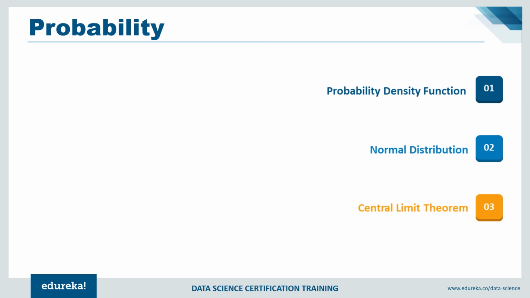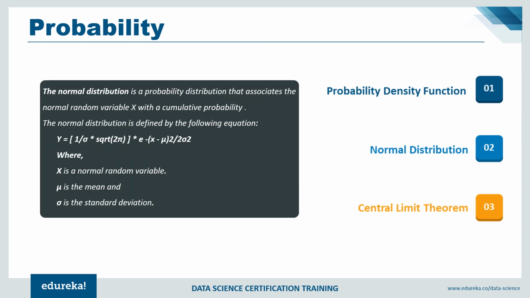Now, the normal distribution is a probability distribution that associates the normal random variable x with the cumulative probability. The normal distribution is defined by the following equation. As you can see here, y is 1 by sigma into the square root of 2 pi, multiplied by e raised to the power minus (x minus mu) whole square divided by 2 sigma square, where x is a random normal variable, mu is the mean, and sigma is the standard deviation.